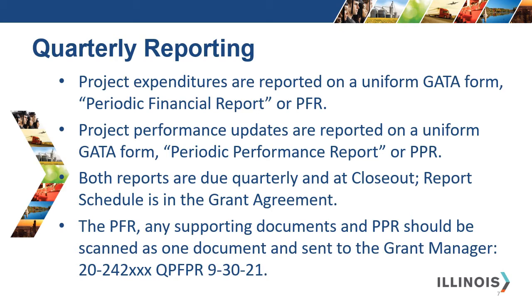When you submit the quarterly report to your grant manager, please name it using the grant number, QPFPR, and the end date of the report period. For example, 20-242999 QPFPR, September 30, 21.